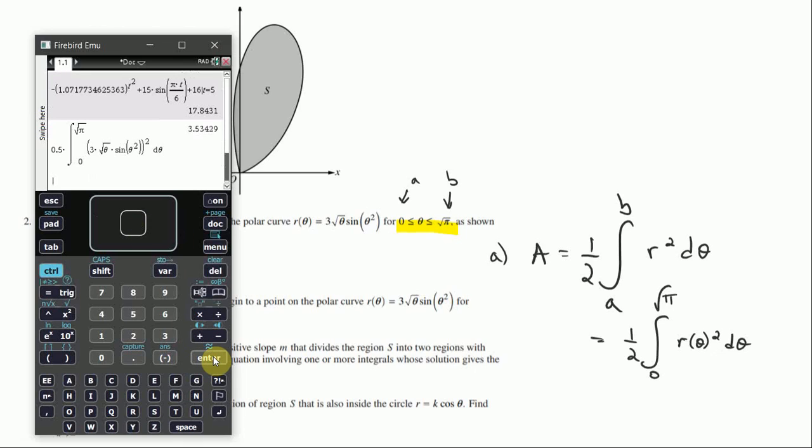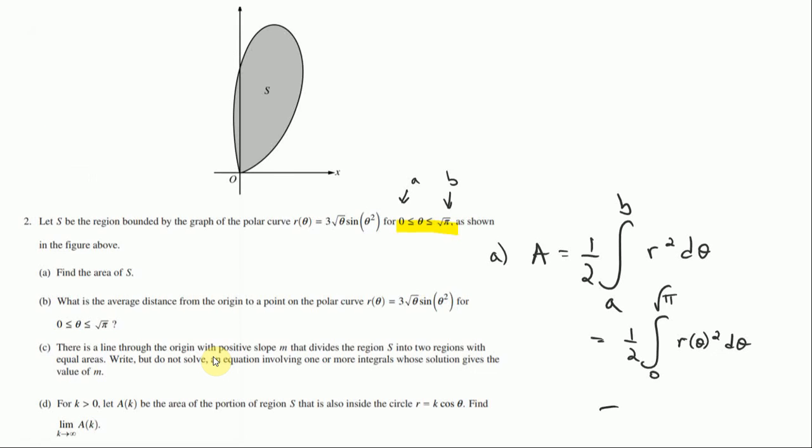And that gives us 3.53429. So that should be the area of S. That's what I got on the AP, so hopefully that's right.